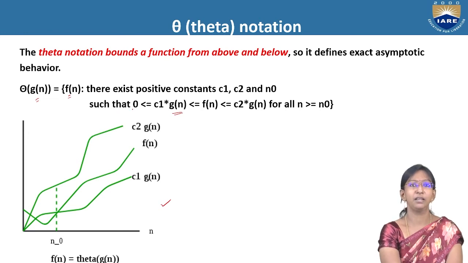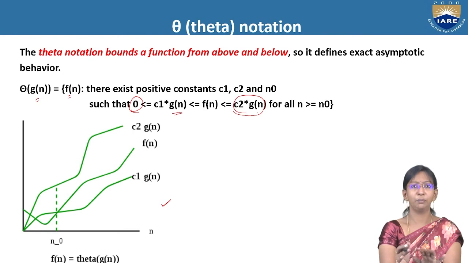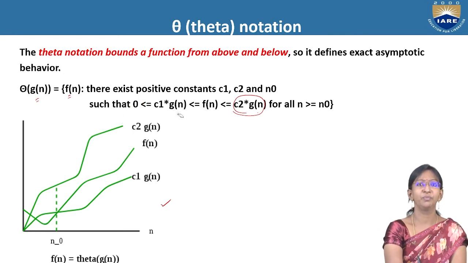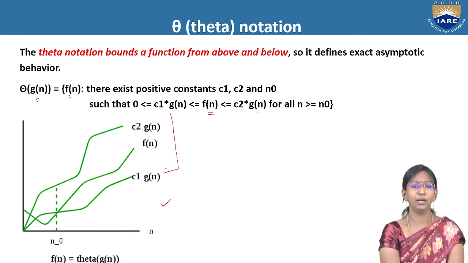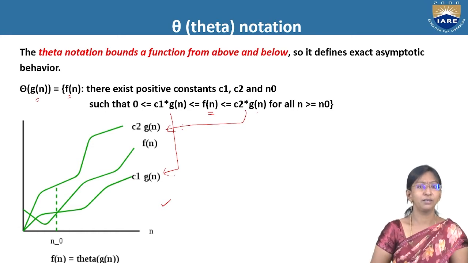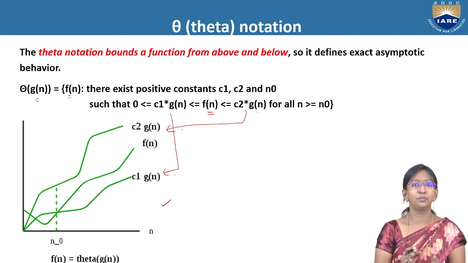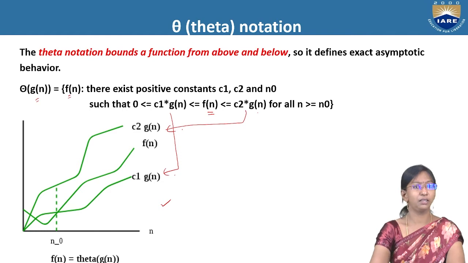You can see that it lies between 0 and the constant c2 times g of n, or precisely, if you talk in terms of the resultant function f of n, it will be between c1 times g of n, where it is the lower limit, and c2 times g of n, where it is the upper limit. So the resultant values of f of n lie between the lower and upper boundaries of the given function g of n, the input function basically. So such a notation is theta notation.